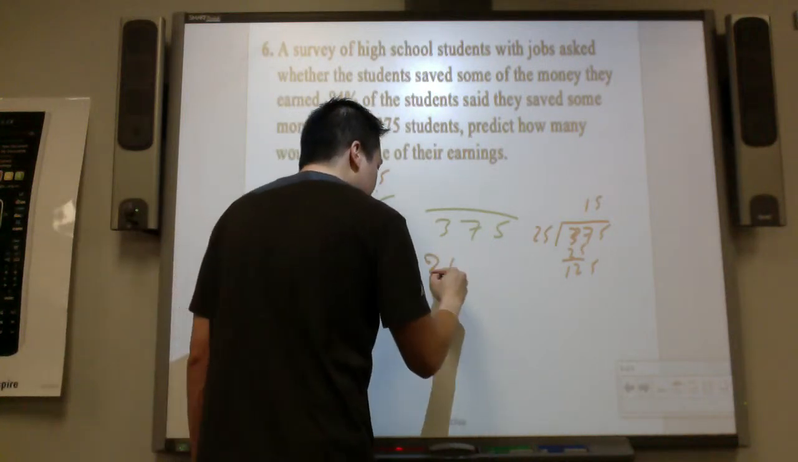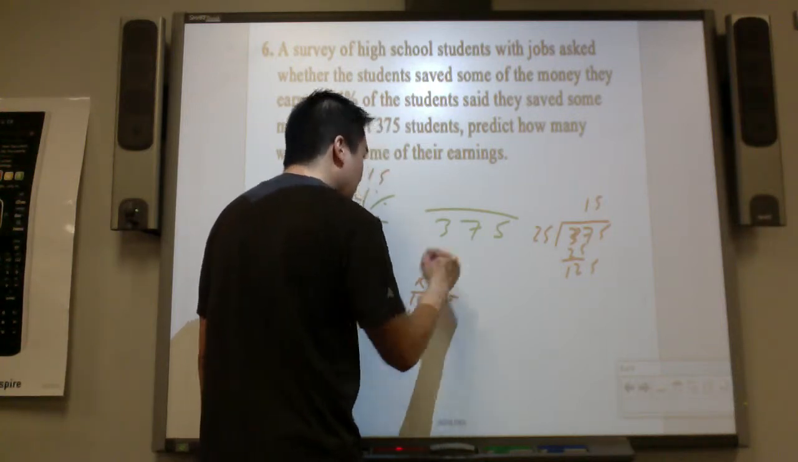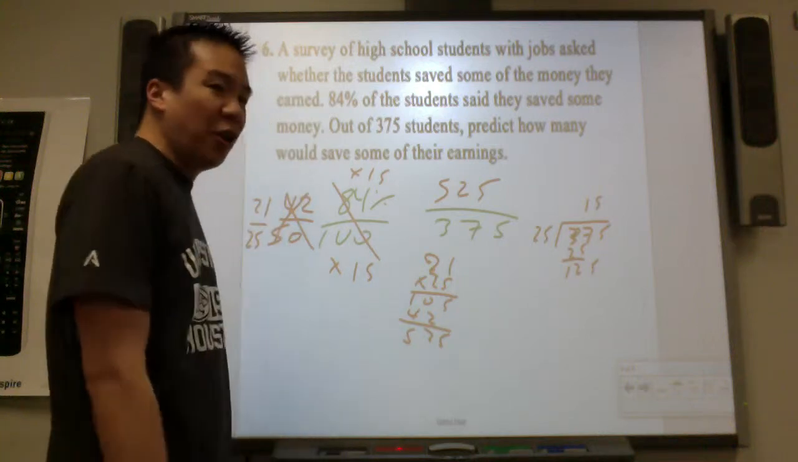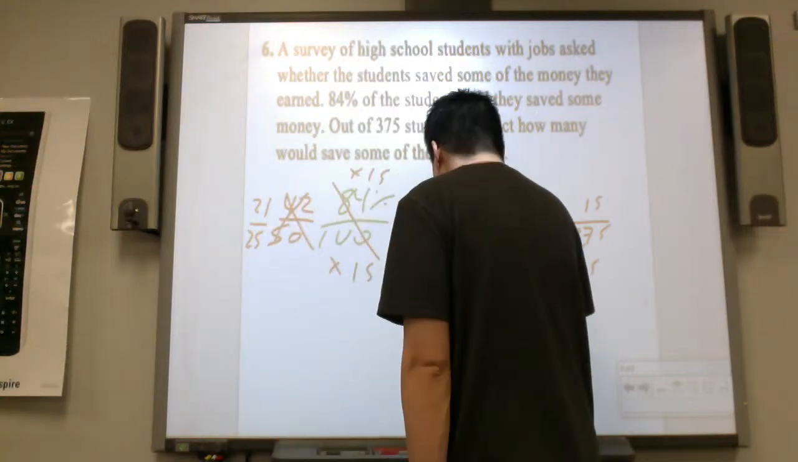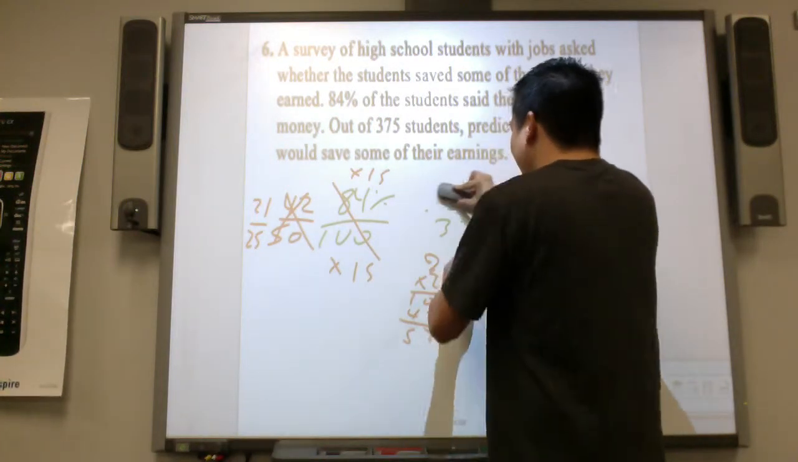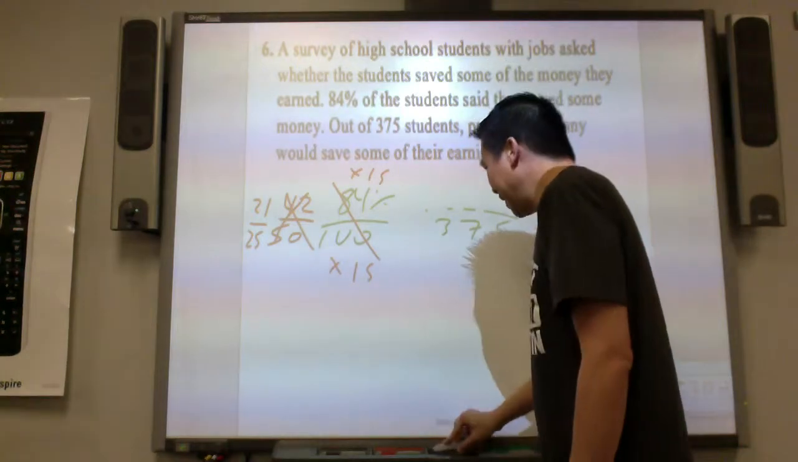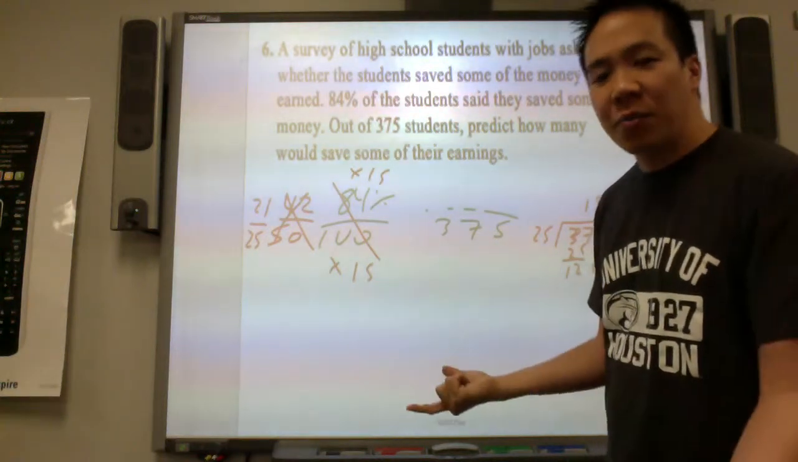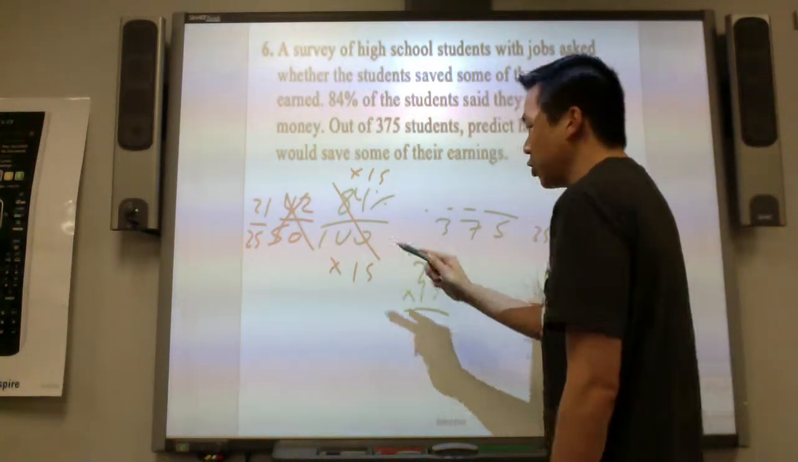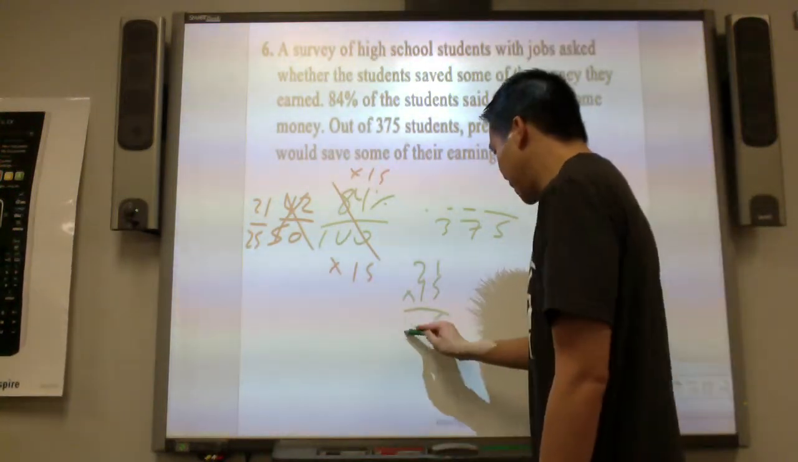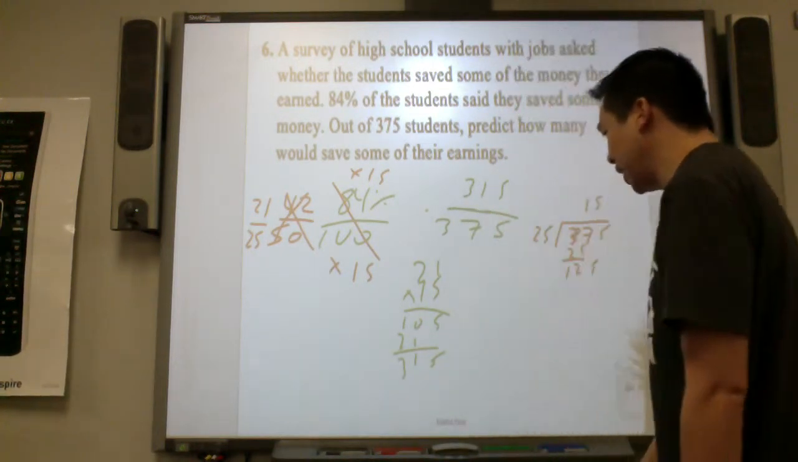So 21 times 25, 525 out of, wait, stop. I knew that's wrong because of reasonableness. Because I multiplied by 25, using reasonableness, how can more people save money than the number of people you have? That did not make sense. So 21 times 15, we're building up by 15. 5, 10, 1, 2, 5, 1. 315 out of 375.